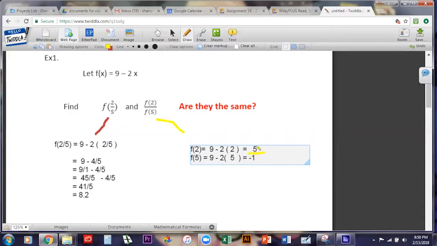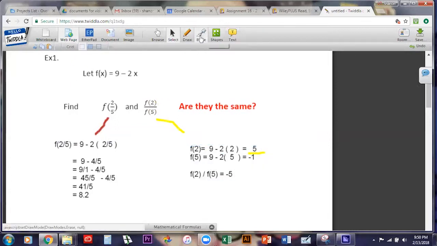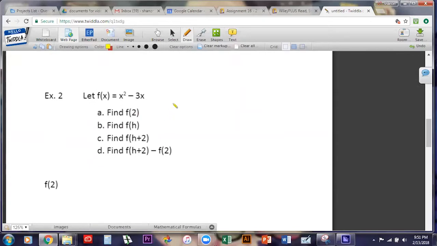That is 5 divided by -1, in the same order that we did the math here, which gives us our final answer. And we can clearly see that these two are not the same. We got an answer of 8.2 when we ran 2/5 through the function, and we got an answer of -5 when we did f of 2 divided by f of 5. So we're going to take it a step further.